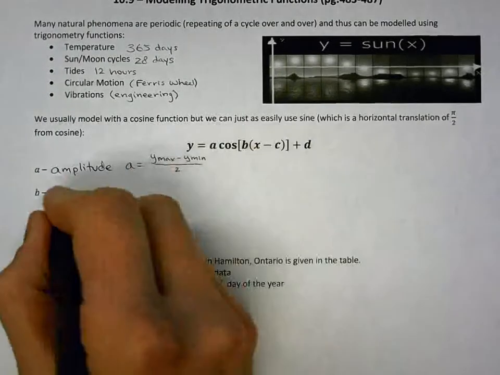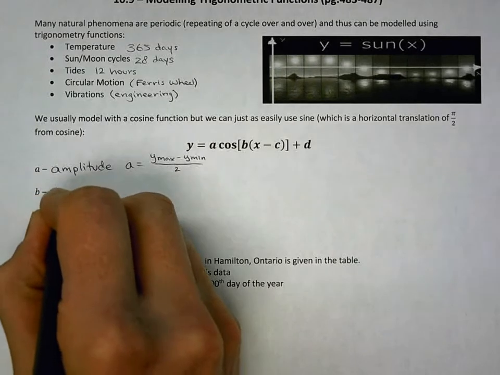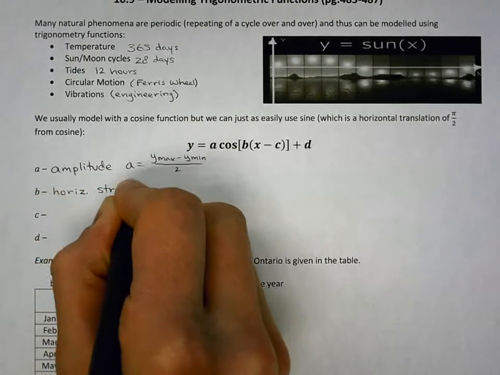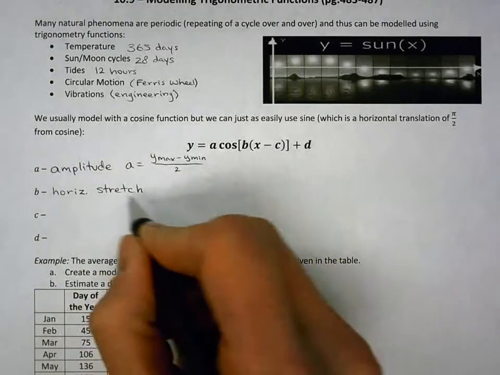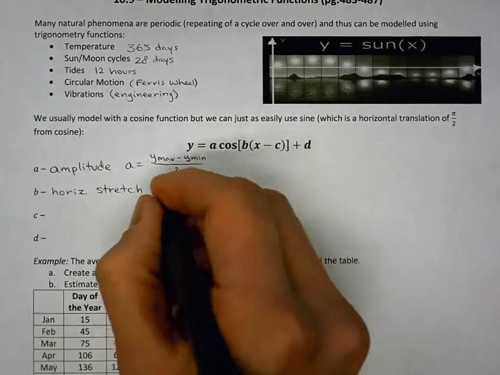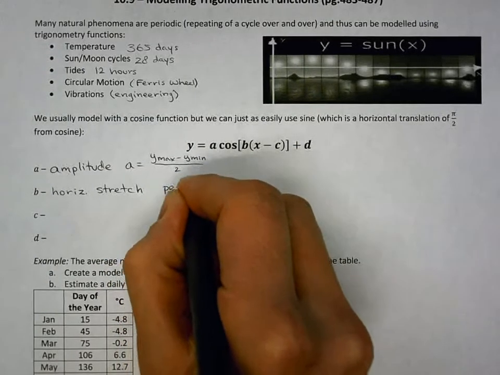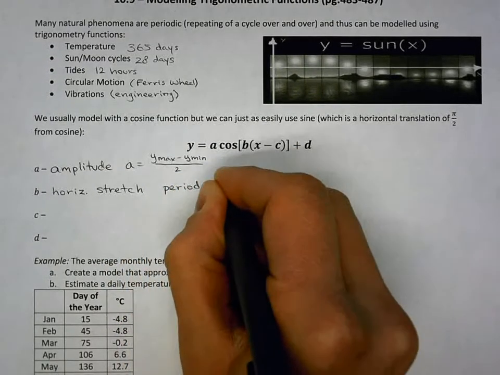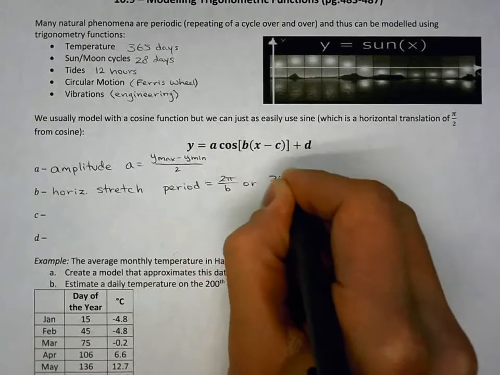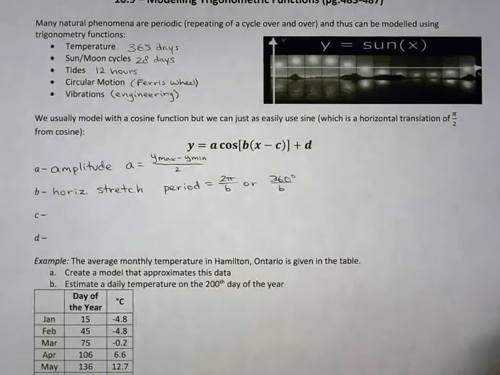B, that is the horizontal stretch, aka the phase shift. Nope, not the phase shift, it's just the horizontal stretch. The trick to figuring this one out, I told you it's easier when we're dealing with sinusoidal functions. We just rewrite the period. So the period is equal to 2 pi over that b value, or 360 degrees over that b value.